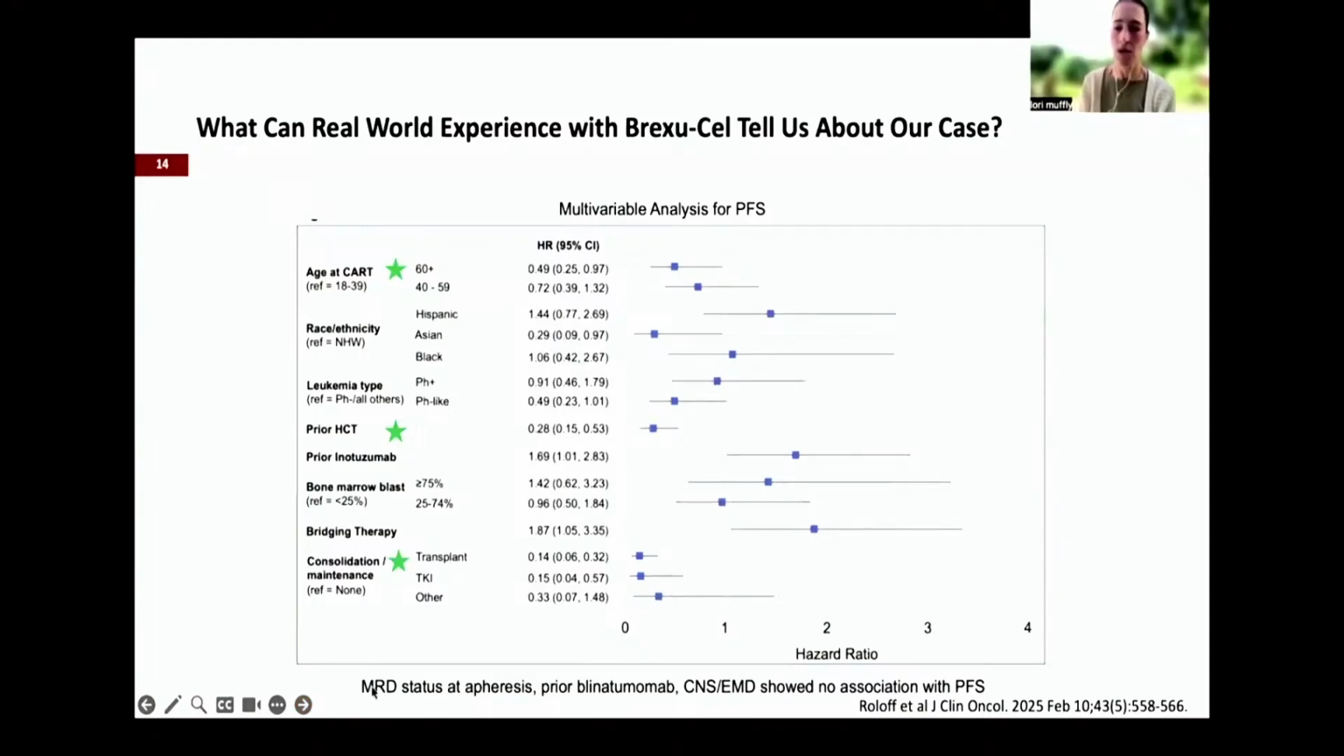And you can see there were some variables that showed no association with progression-free survival that are listed at the bottom. In terms of what looked to associate with inferior outcomes, prior inotuzumab and the use of bridging therapy, which has been shown in other CAR studies, and these are probably both surrogates to adverse disease biology.